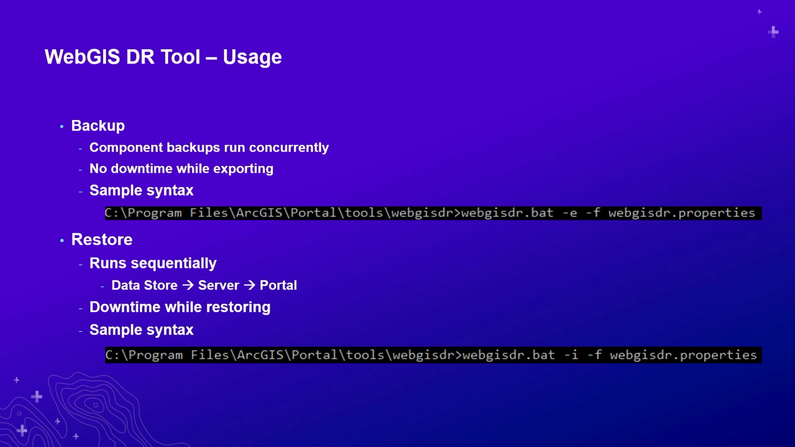So it'll first restore the data store, then it'll restore server, and then it'll restore portal. There is going to be downtime while restoring, so the environment's not going to be available until the restore process is complete. The syntax is very similar. The only difference is that instead of -E or --export for exporting, you're going to use -I for importing.